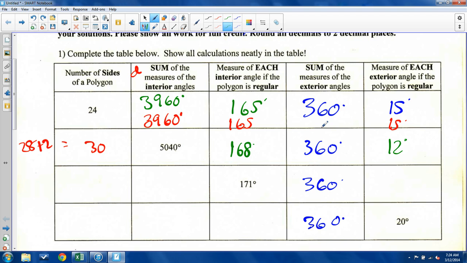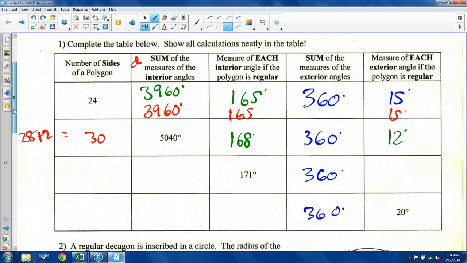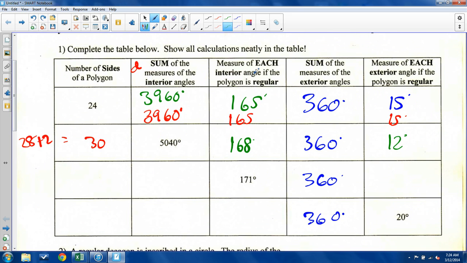These have to be supplementary. To double check that, do 5040 degrees divided by 30, you'll get 168 over here. I'm sorry, did I say 30? I'm not sure what I said. 30 sides, hopefully. Okay, measure of each interior angle is 171 degrees. That means the measure of each exterior angle is 9.